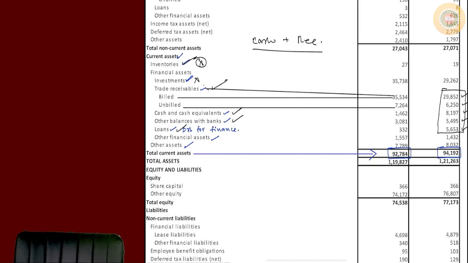Financial assets, like investments. Investments, how much is it? But it is how much? Increased or decreased? But the current ratio decreased. So this is also not the reason. Like this, item by item we need to analyze.